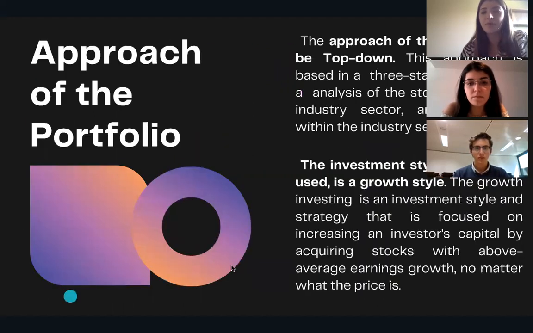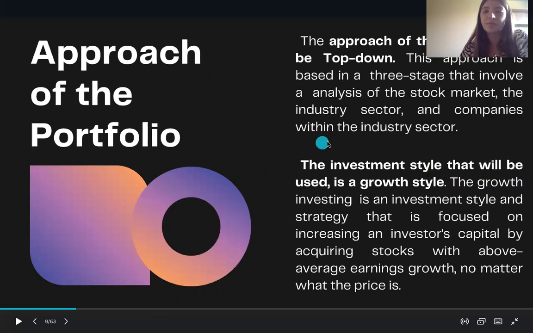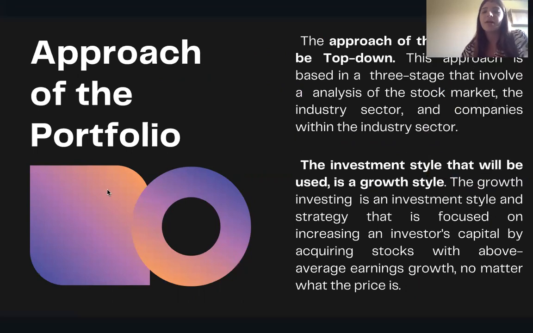Referring to the approach, we will use a top-down approach. This means that we make a three-stage analysis, first by analyzing the stock market, then the industry, and using an index to decide which industries inside the sector we are going to take. And referring to the investment style, we will use a growth style. This means that we want to increase the capital of our client by acquiring stocks with an above average earning growth, no matter really the price.